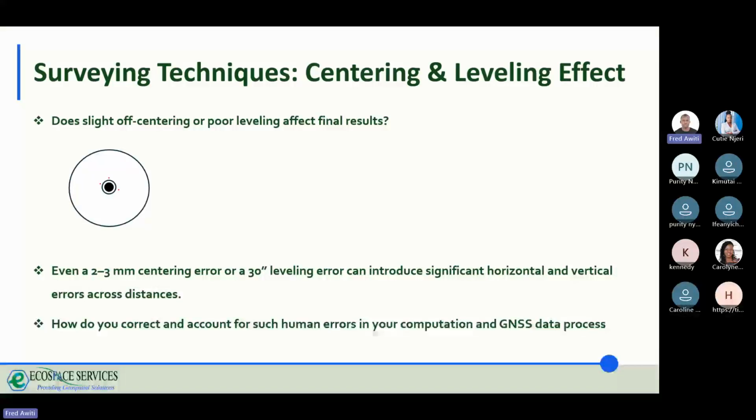And after determining where the error is coming from, can you also identify the effect it's going to cause on your work? Because teaching somebody how to do it, teaching somebody how to do the leveling, is very easy. But knowing how the human errors affect your results and the implications they can have is the most significant thing.